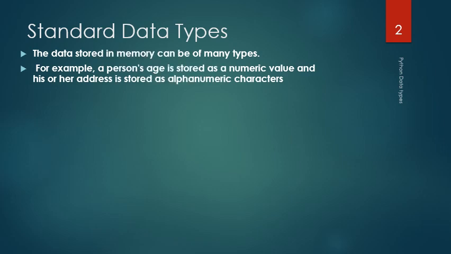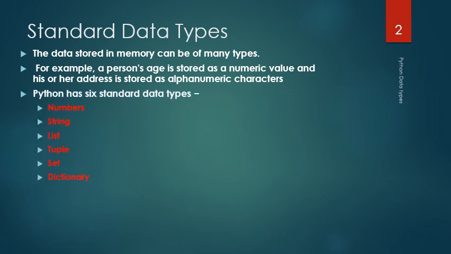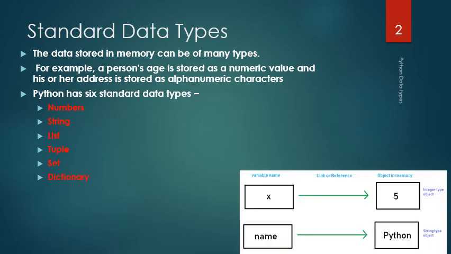Standard data types. The data stored in memory can be of many types. For example, a person's age is stored as a numeric value. His name is stored as characters, whereas his address is stored as alphanumeric characters. Python supports 6 standard data types and they are numbers, string, list, tuple, set, dictionary. We will see the first 3 types in this lecture and the next 3 in the next lecture.